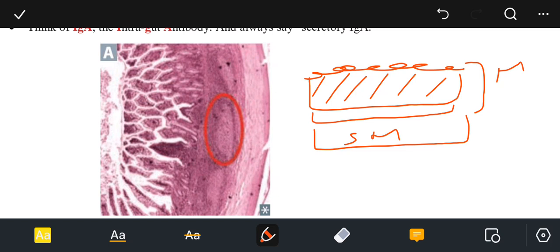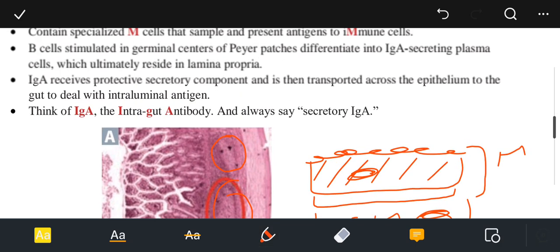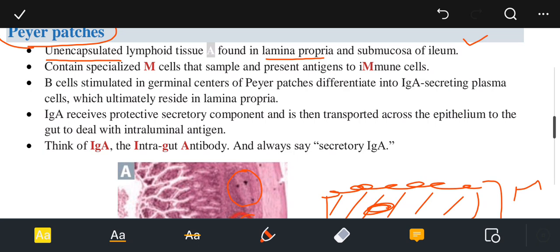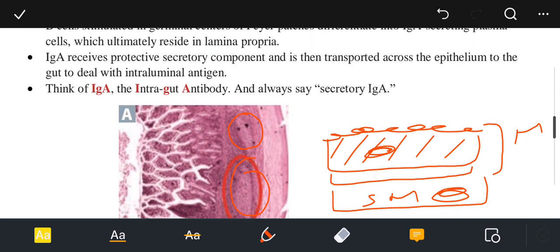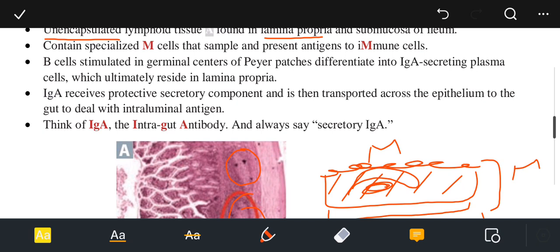So the Peyer patches can either be located in the lamina propria or maybe in the submucosa. Here they have shown a Peyer patch, the paler area, like over here, and maybe over here as well. The Peyer patches contain the specialized M cells. M cells are present over the Peyer patches. Suppose this is the Peyer patch, and over the Peyer patch we have an M cell situated like that. So this is an M cell. They contain specialized M cells that sample and present the antigen to the immune cells in the Peyer patch.